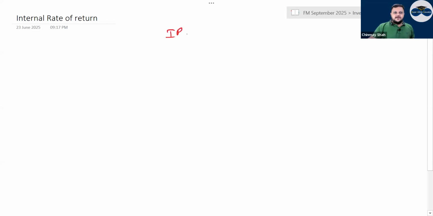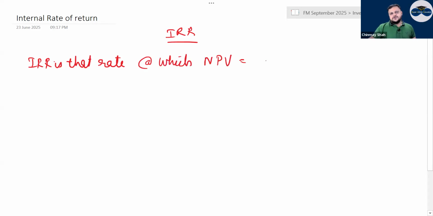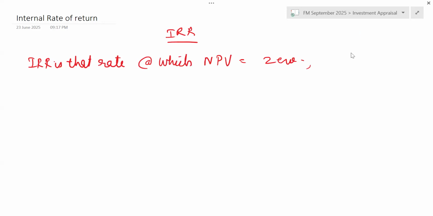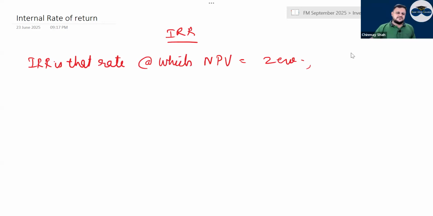Quickly, internal rate of return. Write down the heading IRR. IRR is that rate at which NPV is equal to 0. Sir, do we have to leave any page? No, not required. IRR is that rate at which NPV is equal to 0. IRR is also called the rate of return of the project.